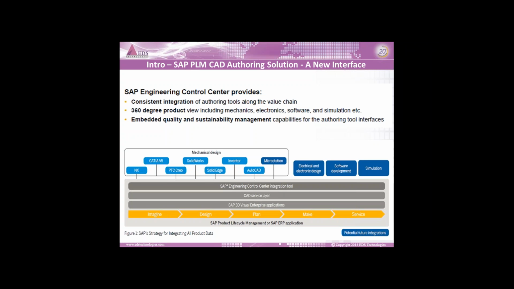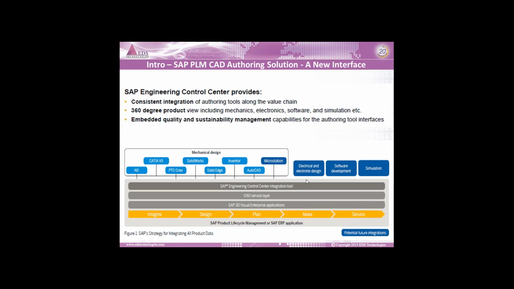This Engineering Control Center solution can integrate them, thus facilitating a seamless integration from the third-party CAD applications to your SAP ERP. So a bidirectional flow of information and necessary details can be shared across the platform through this SAP PLM component. SAP Engineering Control Center provides a 360-degree product view, including the mechanics, electronics, software, and simulation solutions, which we see in this particular figure.